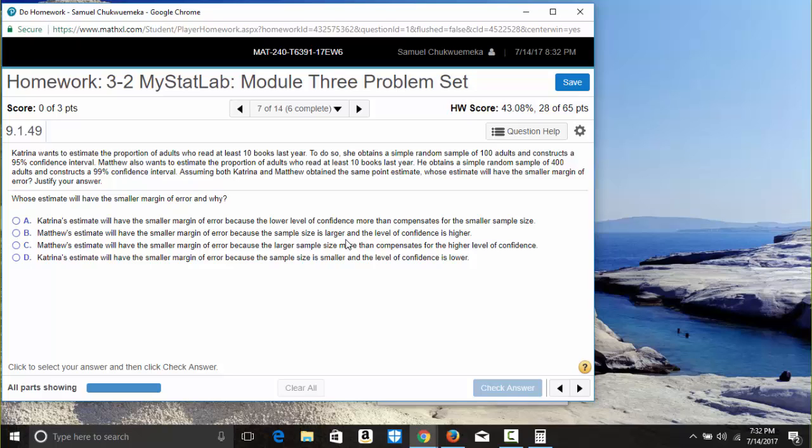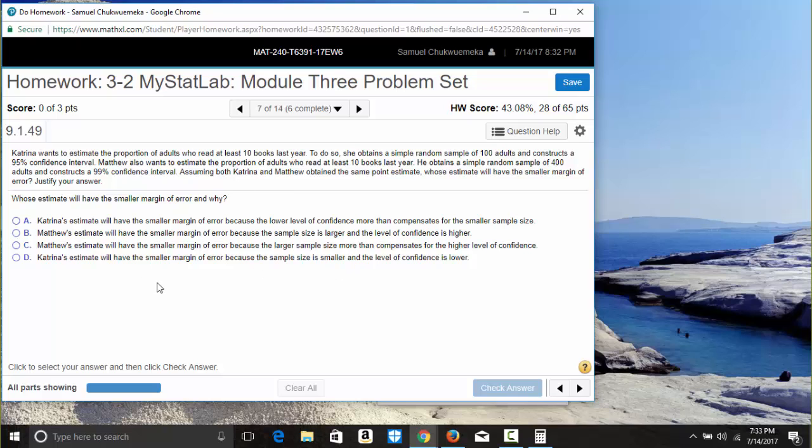Justify your answer. So if you want a smaller margin of error, which means higher accuracy, then you have to get a large sample size. The larger the sample size, the better.